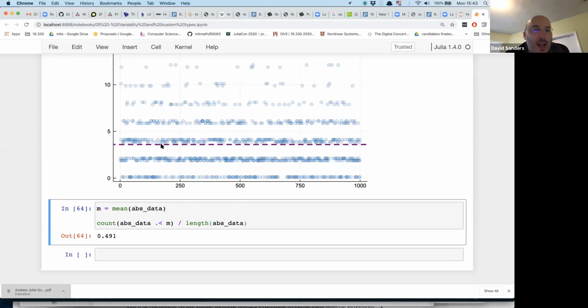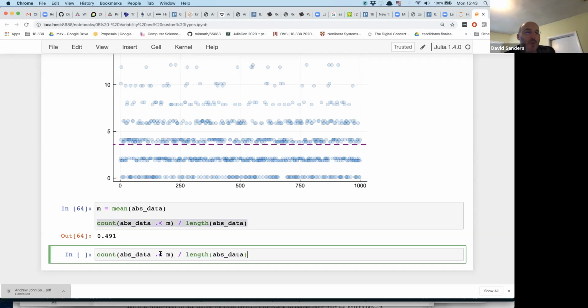But maybe instead of using one mean away from 0, I'm going to use 2 means away from 0. So I could say how many are less than 2 times M. And by the way, in Julia, if you have a number like 2, you can actually write 2M instead of 2 times M.